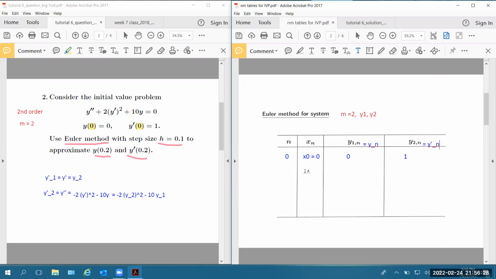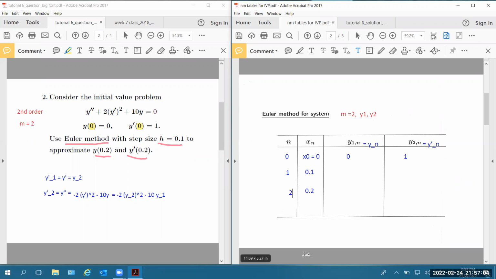Then of course, we want to fill up the x first, right? Your h is 0.1, right? So what is your next x then? Yes, 0.1. Add the h, and then add another h. Then it becomes here. Is it okay? And of course, then you can fill up your n here and your n here.